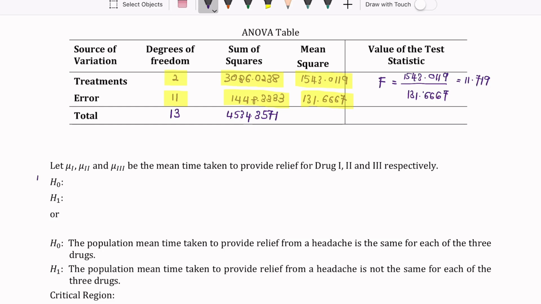Step number 1 is to state your hypothesis. Let's define the parameter first. mu1, mu2, and mu3 be the mean time taken to provide relief for drug 1, 2, and 3, and this is the variable of interest. Your null hypothesis is always going to be population mean 1 equal to population mean 2 equal to population mean 3. And the alternative hypothesis, at least one population mean time taken is different.